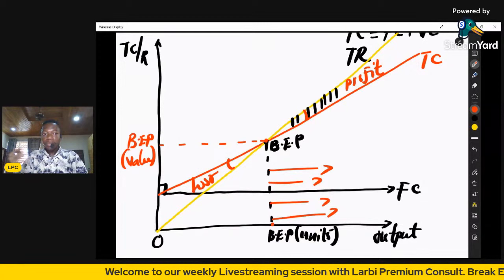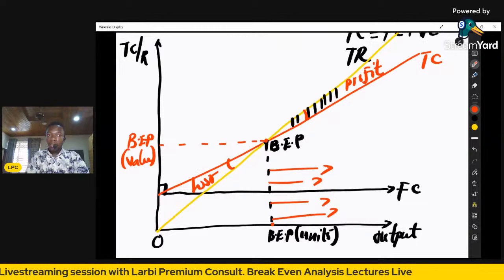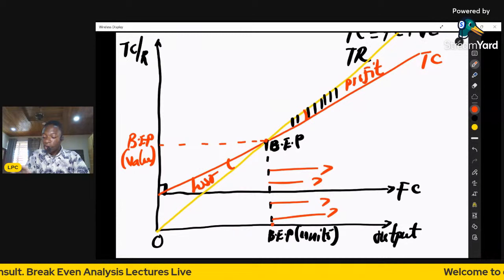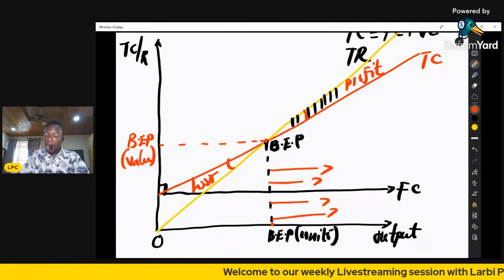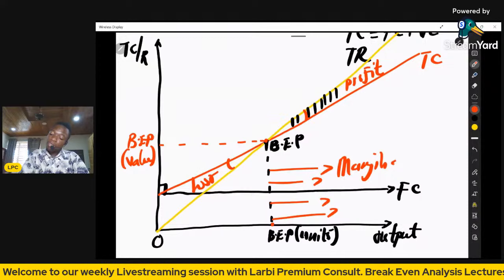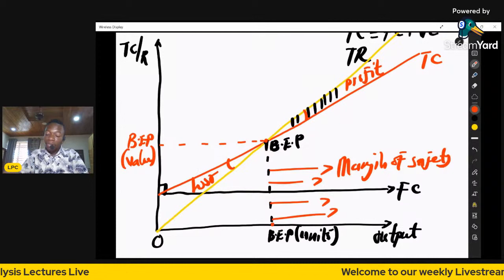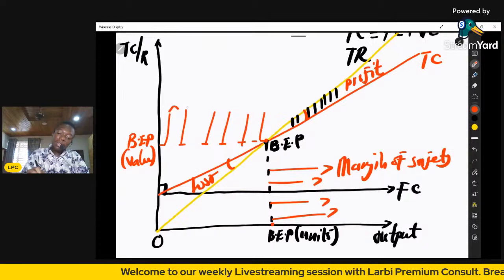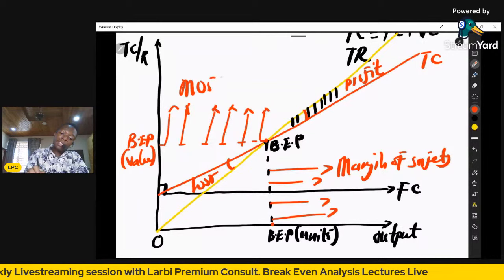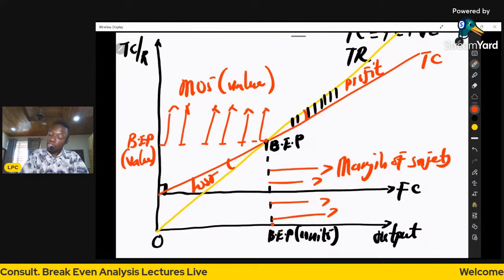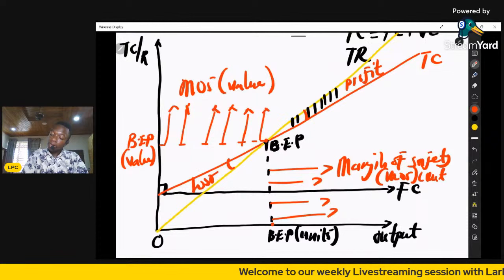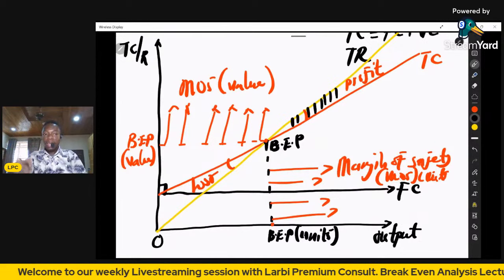Now, this is what is happening. Beyond the break-even point in terms of units, there is a level of output or sale that we are actually producing. So beyond the break-even point, we are getting other output. And we call that what? The margin of safety. So we have margin of safety in terms of units and margin of safety in terms of value. Most of the time we call it MOS in terms of value, and we have MOS in terms of unit. Right? So this is what we need to know. So margin of safety is the level of sale in terms of value or unit.